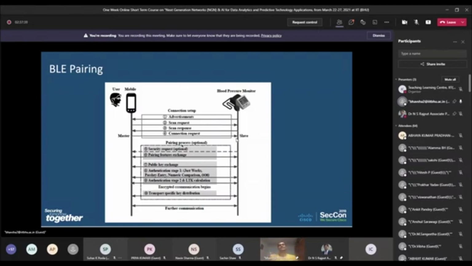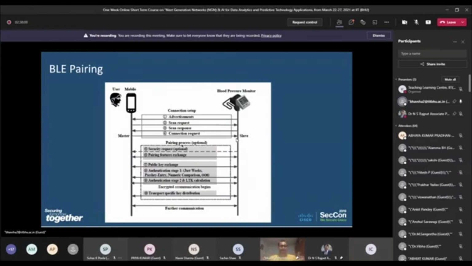And on the basis of that, a 6-digit, or generally 6 to 8-digit, nonce is created, which is sent as a message to your mobile with the help of the application which is installed, right? The moment you enter that 6-digit or 8-digit value you got in the message, you get connected to the blood pressure monitor.